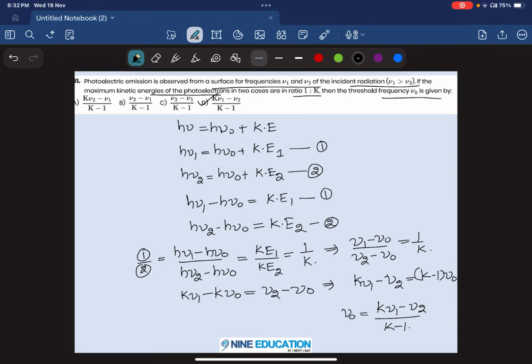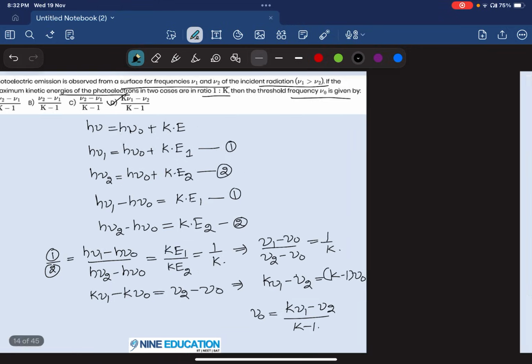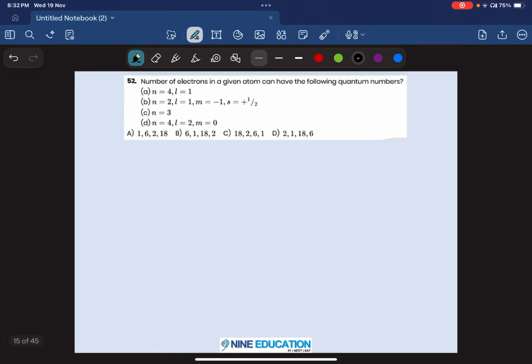So now let us move on to the next question. The second question here is about quantum numbers: the number of electrons present in different types of subshells and orbitals. We need to just recognize what type of orbitals these are. Part A is n is equal to 4 and l is equal to 1. It's nothing but 4p.